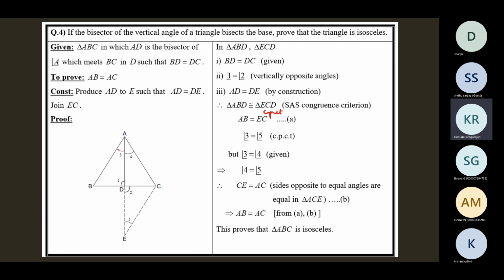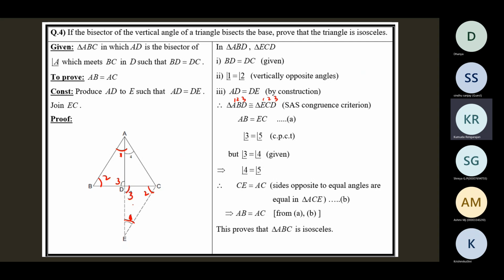And angle 3, see here, I've told you how to number it and understand. Now this is 1, 2, 3. So angle A is 1, B is 2, and D is 3. And in the other triangle, E is 1, C is 2, and D is 3.